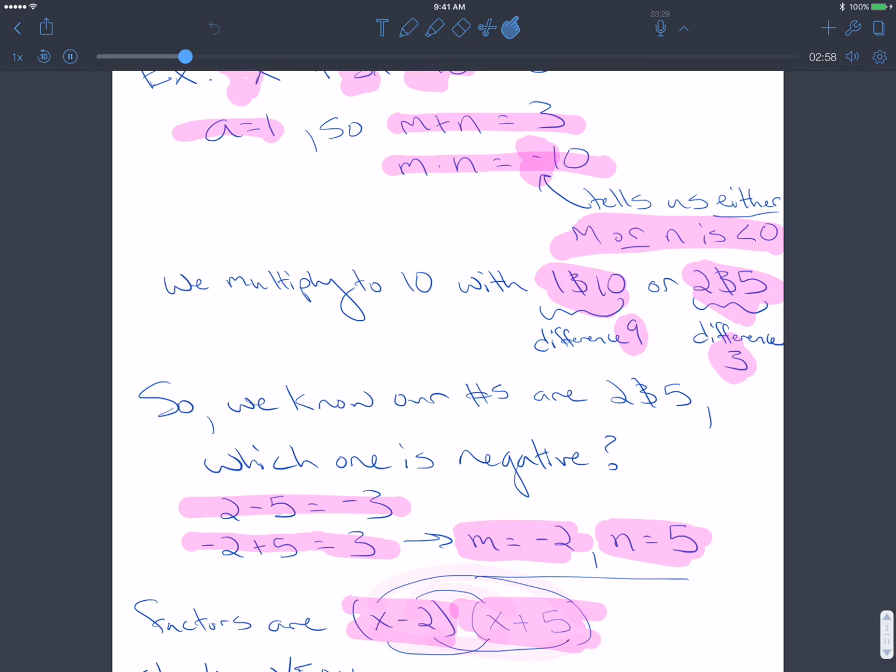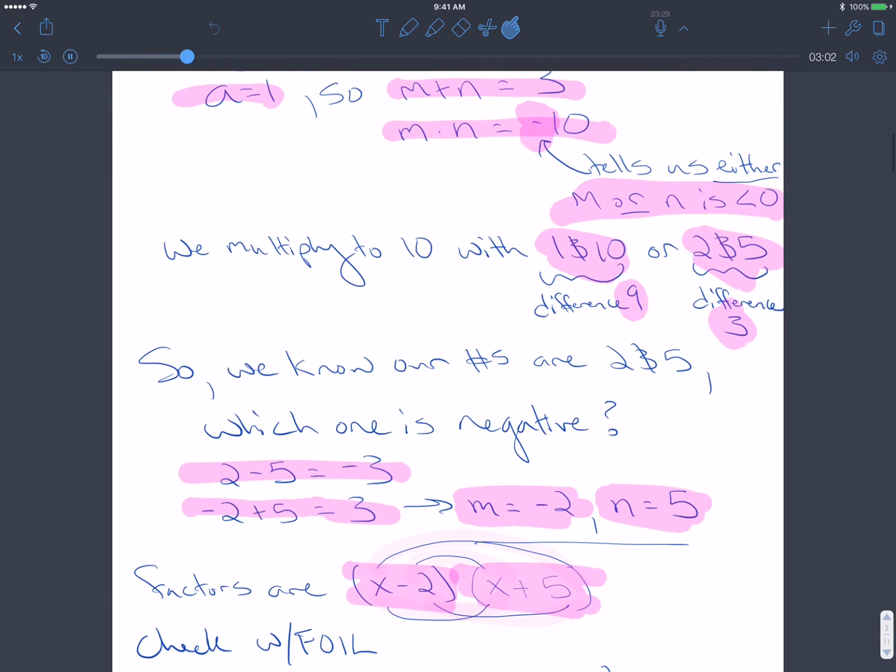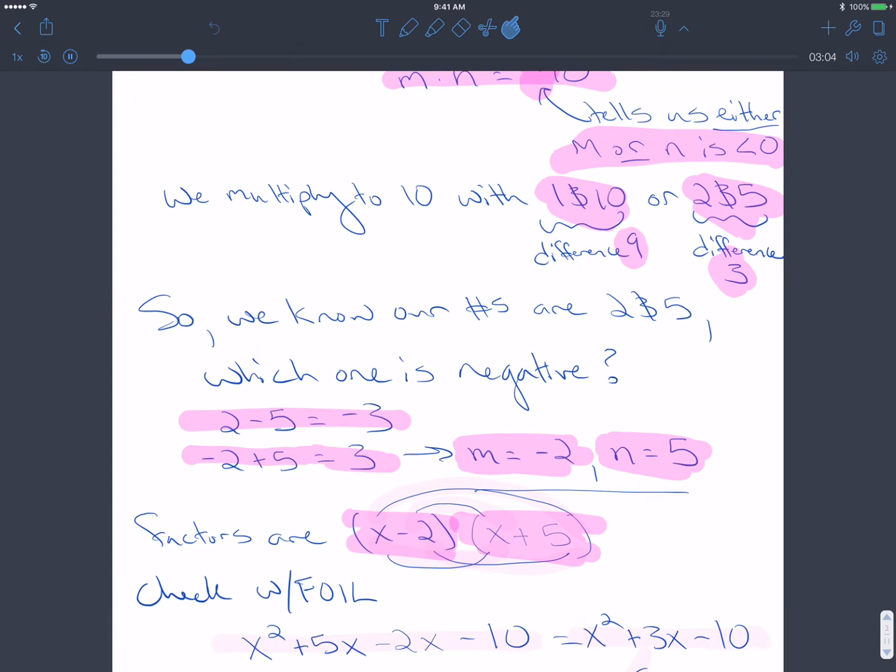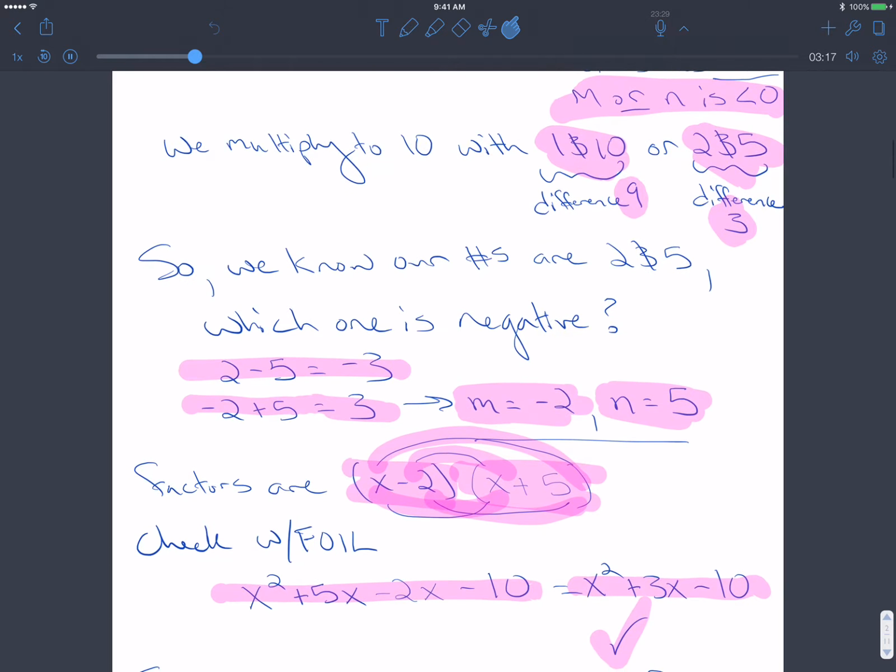Once you have your factors, it's very easy to check using FOIL that this is in fact the same function. So I have x squared, plus 5x minus 2x and then minus 10. So I get that simplified to x squared plus 3x minus 10. Woohoo, it's the same function. Worked.